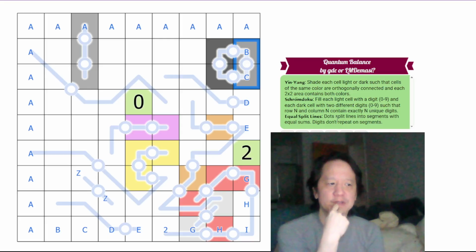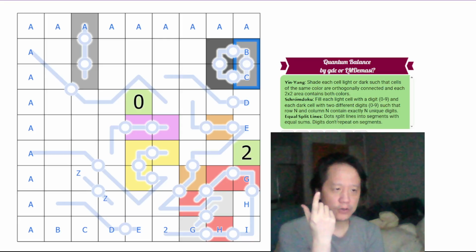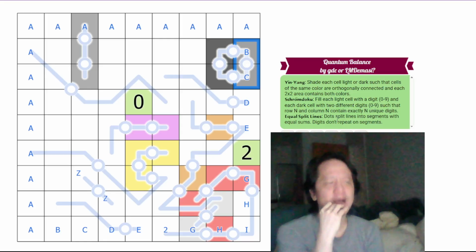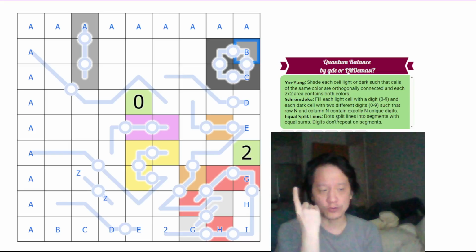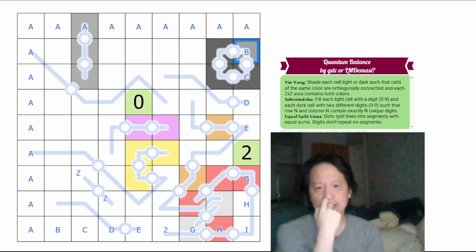So obviously B cannot equal C. But A and B could equal C, or it would have to be B and C cannot be the same digit. You could have 2 different digits in Schrodinger, so it cannot be B and B. So you have to have A and B equals C, or A and C equals B here. Interesting.